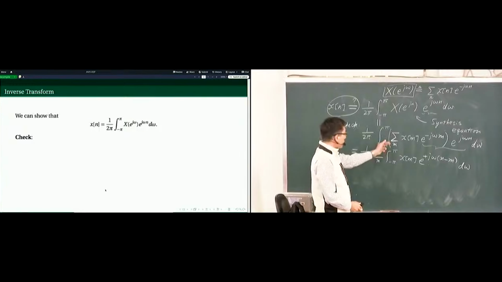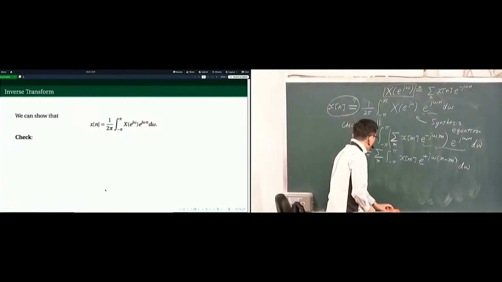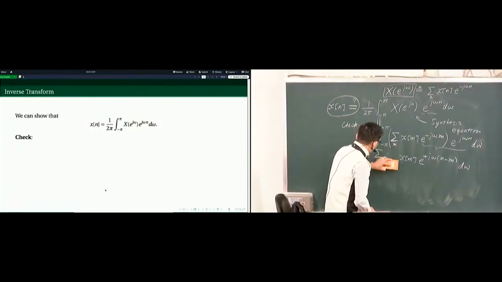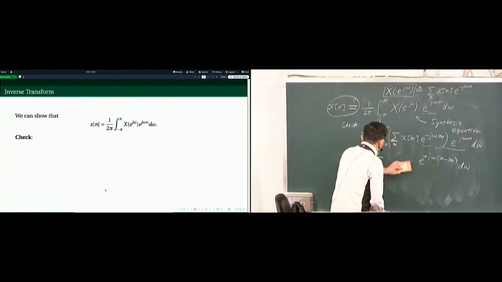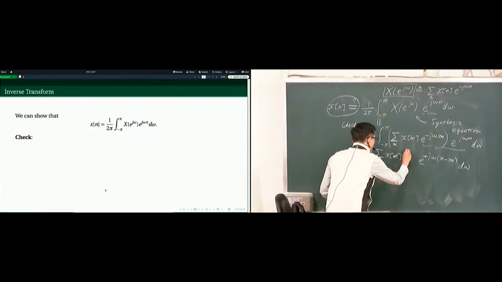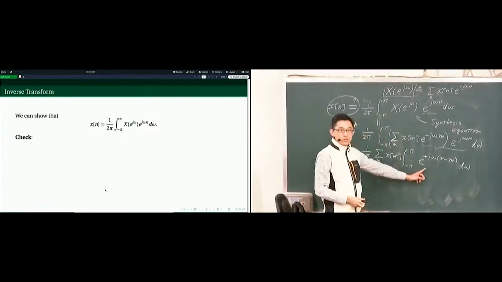Changing the order, okay? But when we change the order, we realize that this term does not depend on omega. So what can we do? Move it to the outside, right? So we're going to move it to the outside. Allow me to erase. X m outside, small m. Apologies for my handwriting. Now the integration goes here, and we know how to do this integration.